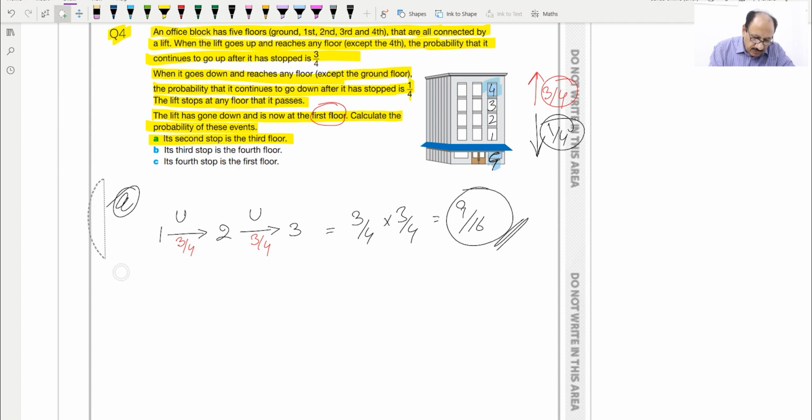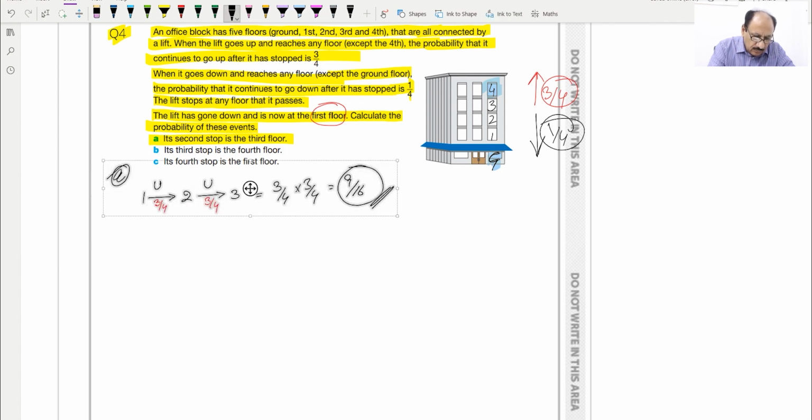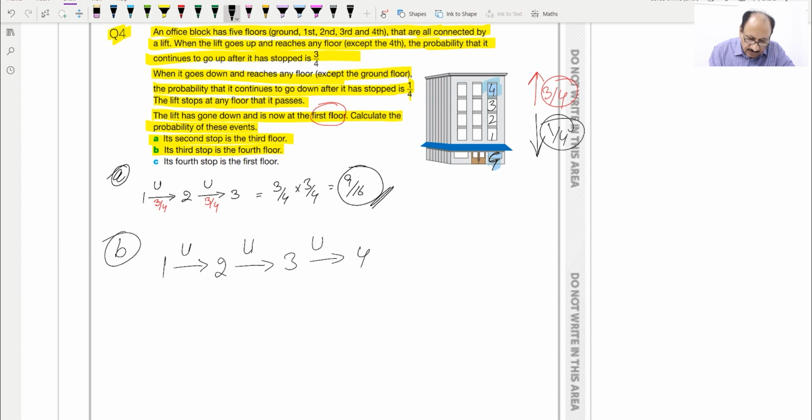Now for B part, it says its third stop is the fourth floor. So what are the options? From first floor it will be starting, so first to second and then third, and then it will be fourth floor. These are the options available. So it will be going up, up and again up.